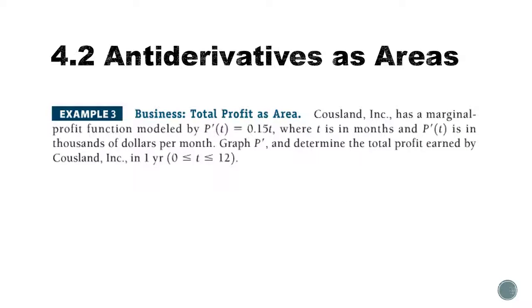Try another one. Causland Incorporated has a marginal profit function, P prime of t equals 0.15t, where t is in months and P prime of t is in thousands of dollars per month. Graph the function and determine the total profit earned in 1 year. So you're going to graph the function and figure the area under that graph between 0 and 12. Pause the recording, give it a try, resume to check your answer.